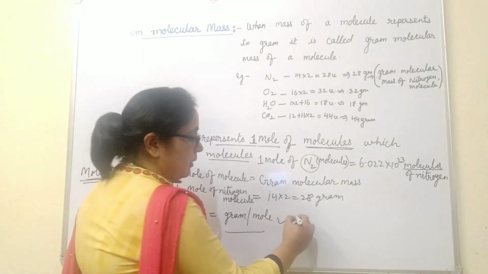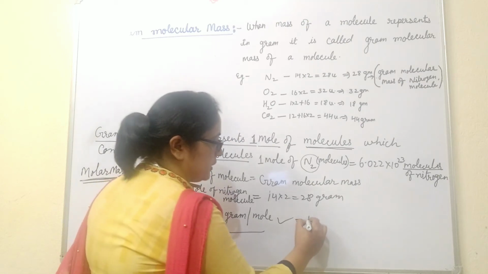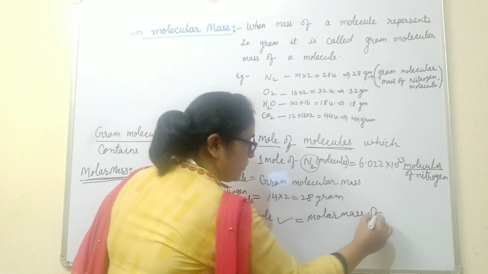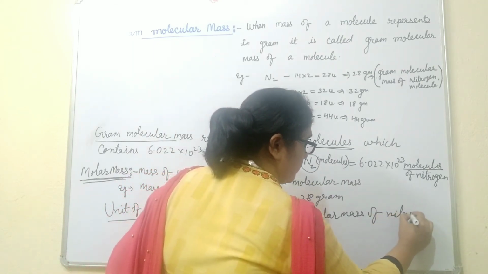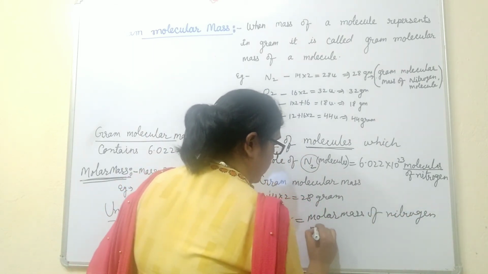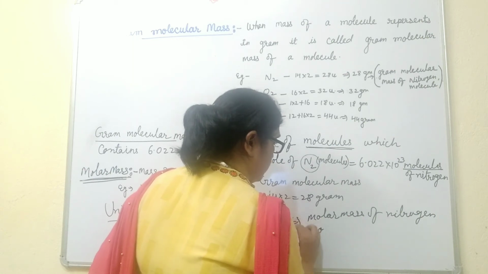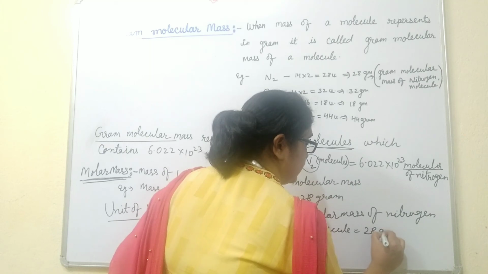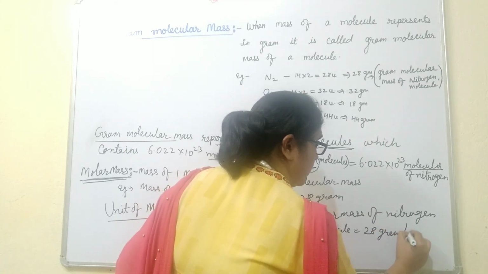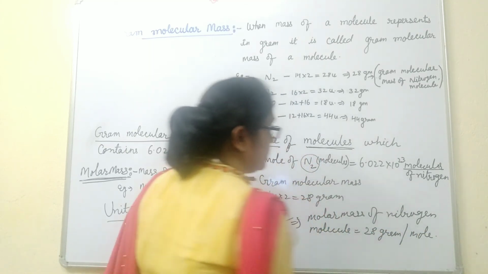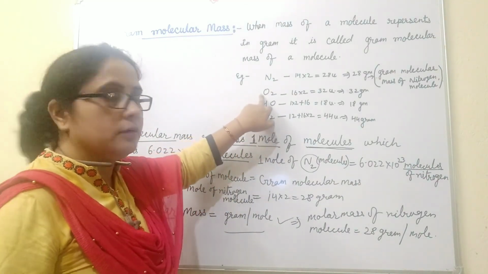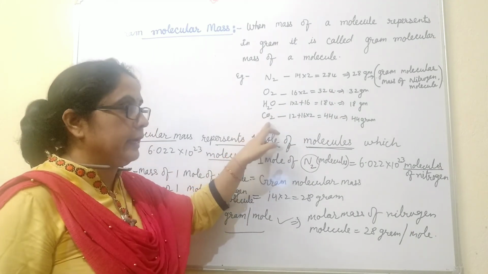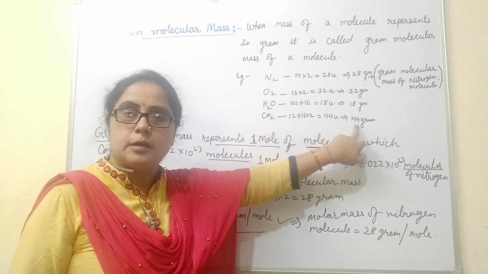For example, the molar mass of nitrogen molecule is 28 gram per mole. Similarly, the molar mass of oxygen is 32 gram per mole. Molar mass of carbon dioxide is 44 gram per mole.